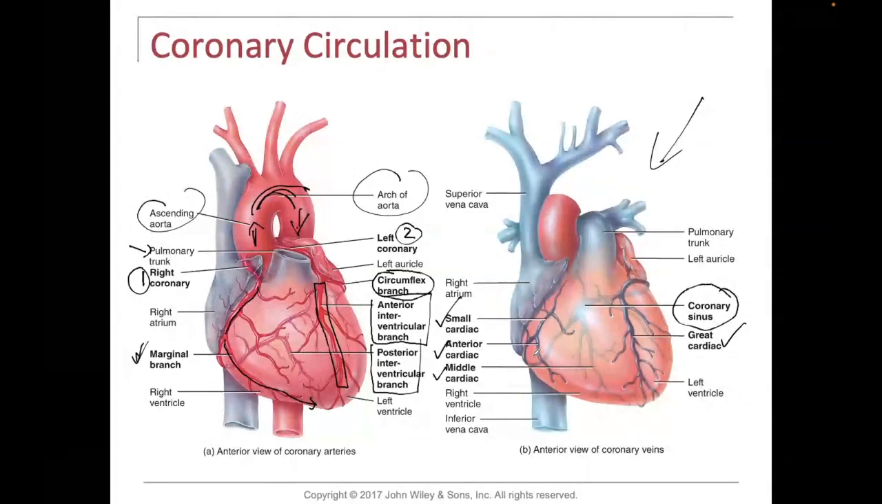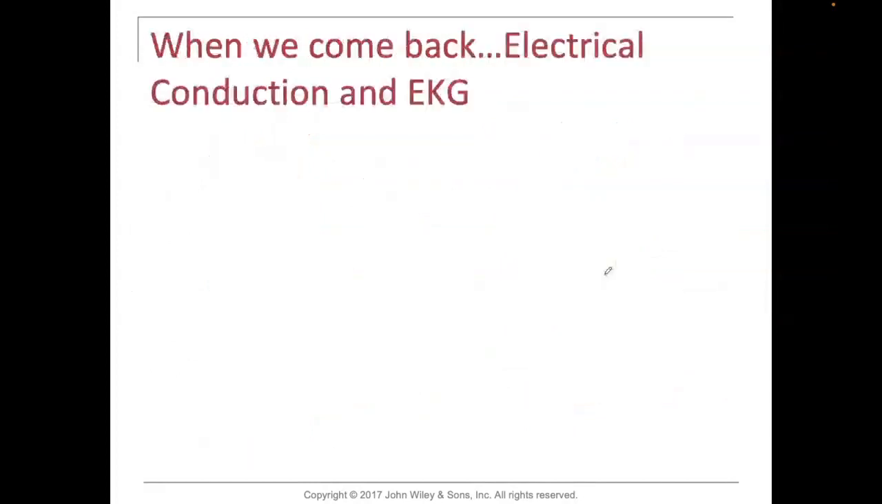So after all the blood is delivered and oxygenated, now it's got to find a way into the venous system, into the small cardiac vein, anterior cardiac vein, middle cardiac vein, great cardiac vein, and they all eventually lead to the back side where the coronary sinus is, bringing all the deoxygenated blood where? Into the right atrium. Okay, great.